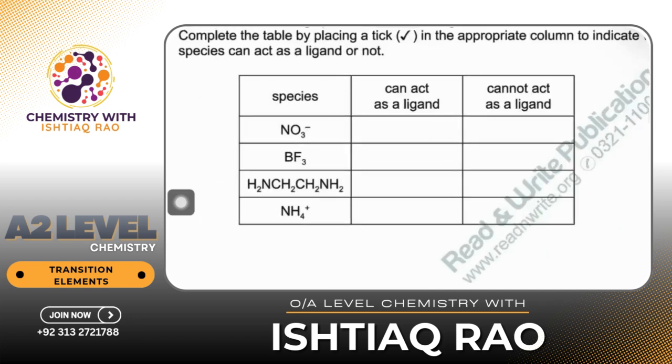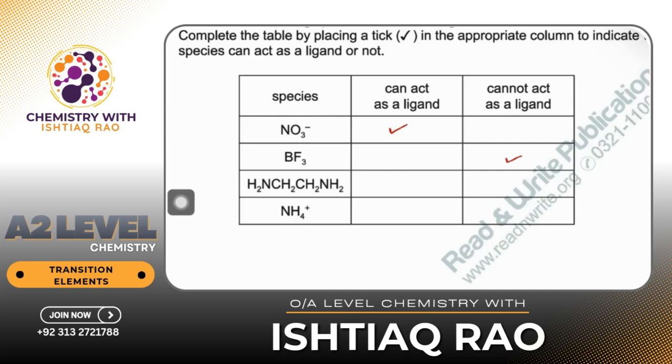Can you tell me this one? Can act, yes, with a negative charge. Cannot act. BF3 can act? You are thinking that, no, sorry, no, it cannot act as a ligand. You know why? Because boron has no electron pair. You can draw the dot and cross diagram. Boron doesn't have any lone pair of electrons, if you remember the dot and cross diagram from AS level. Of course, you must know this as well.